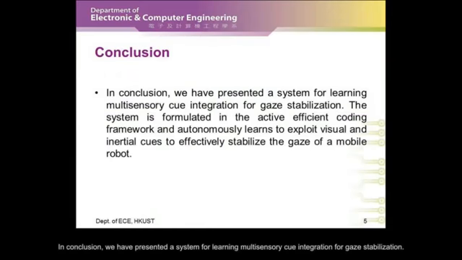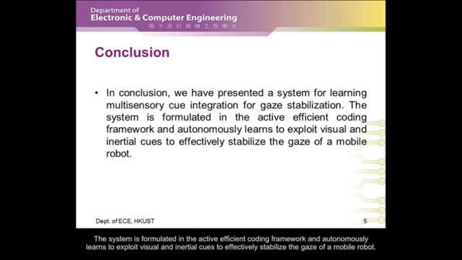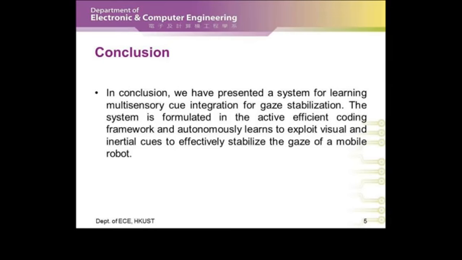In conclusion, we have presented a system for learning multisensory cue integration for gaze stabilization. The system is formulated in the active efficient coding framework and autonomously learns to exploit visual and inertial cues to effectively stabilize the gaze of a mobile robot.